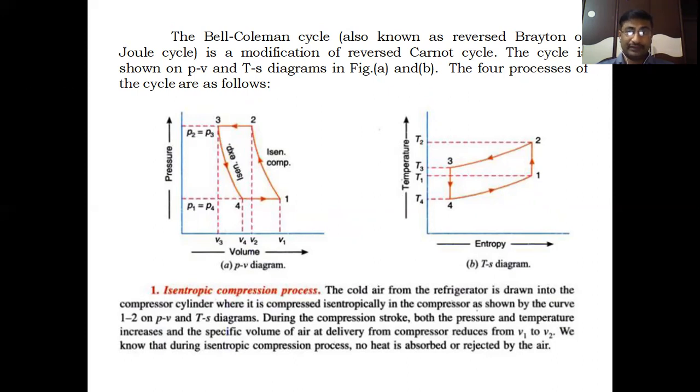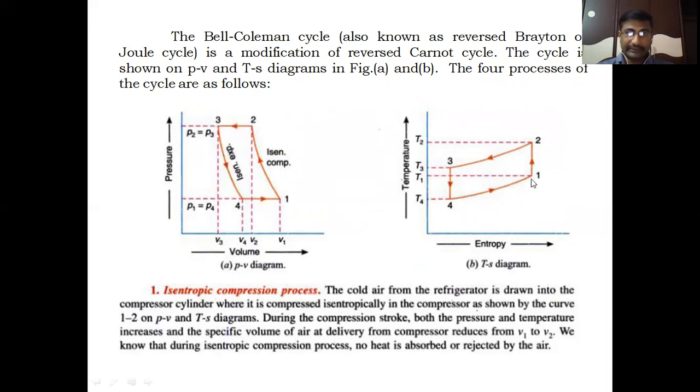But reversed Carnot cycle works between two temperature limits. Here the Bell-Coleman cycle works between two pressure limits. Here in the PV diagram, 1 to 2 is the isentropic compression, 2 to 3 is the constant pressure heat rejection, 3 to 4 is the isentropic expansion process in the expander, and 4 to 1 is the constant pressure heat absorption in the refrigerator.